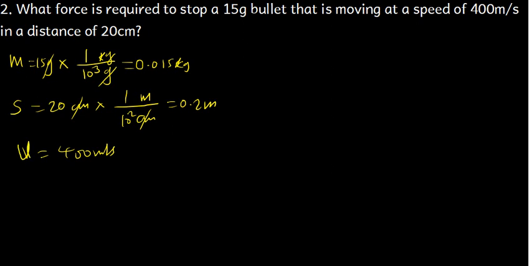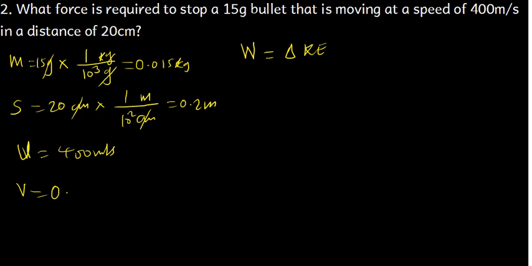Now we want to stop this bullet. What force is required to stop it? So we want the final velocity to be 0. What we need to understand is that work is equal to change in kinetic energy. This is referred to as the work-energy theorem. Work is equal to change in kinetic energy.